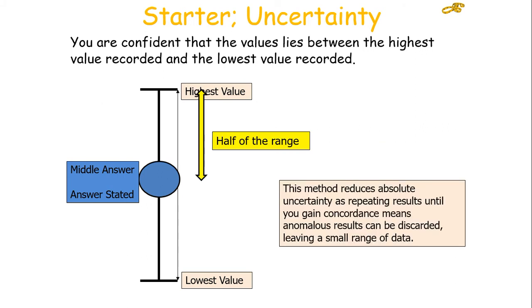It's half the range. Now this method reduces absolute uncertainty as repeated results, until you gain concordance, means that anomalous results can be discarded, leaving a small range of data. Now can I also state that the range of data is also called the precision at A level. So how precise your data is, how big the spread of your range is. If you've got a small range of data, you have a high precision. If you've got a big range, a big spread of data, you've got a low precision.